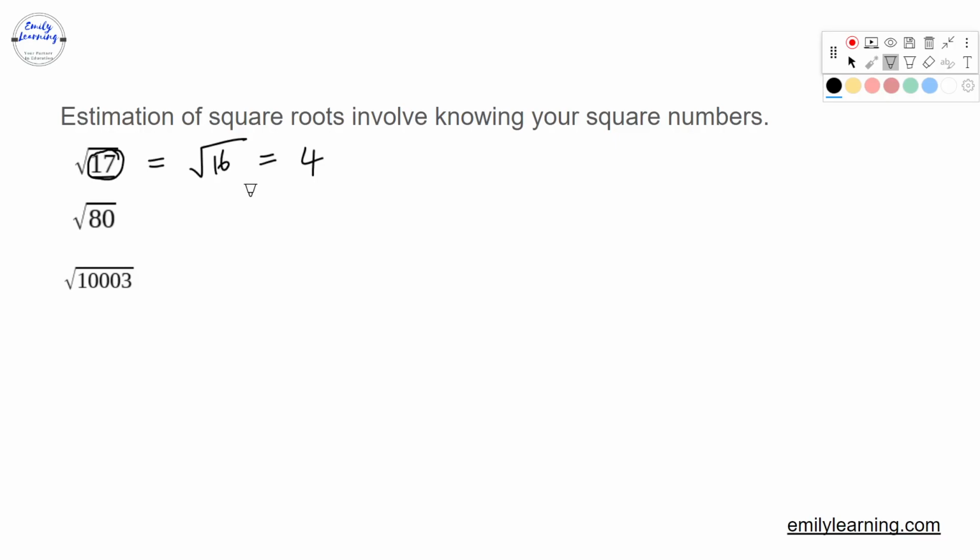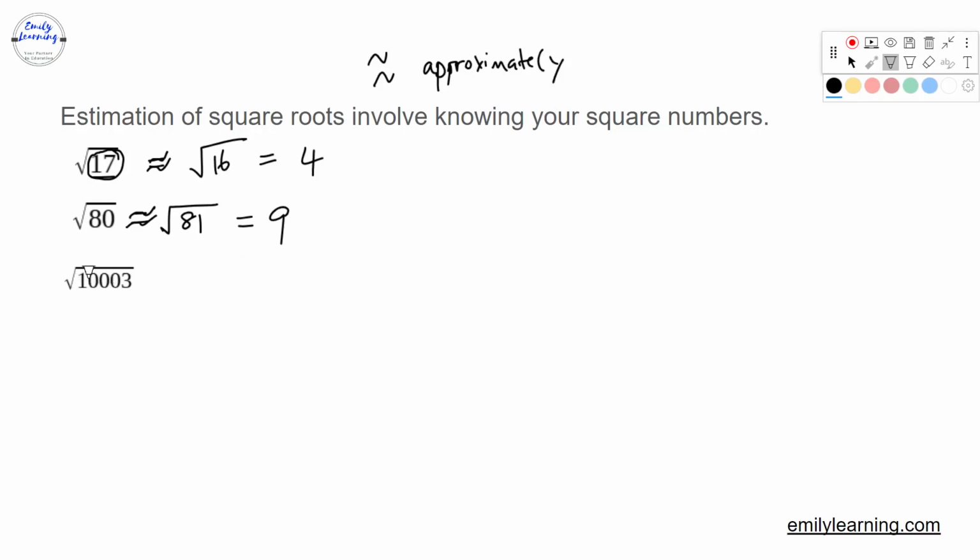All right. So next, let's take a look at square root of 80. So 80 is very close to the square number 81. We know that 9 times 9 is 81. So when we square root 81, we get 9. So we know that this is approximately, I should be using this sign instead, sorry. This one means approximately.